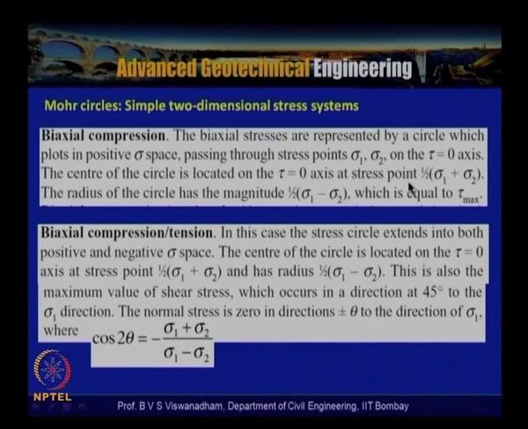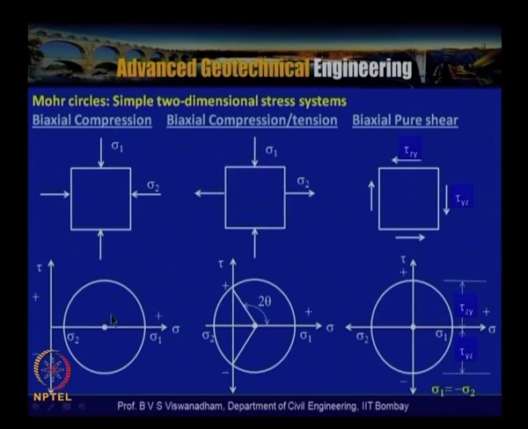Then the center is located at the stress point sigma 1 plus sigma 2 by 2, and the radius of the circle has a magnitude of sigma 1 minus sigma 2 by 2, which is nothing but the maximum shear stress ordinate. That is, this is the maximum shear stress located here on the positive side and the negative side.